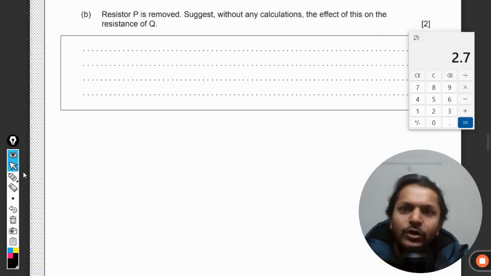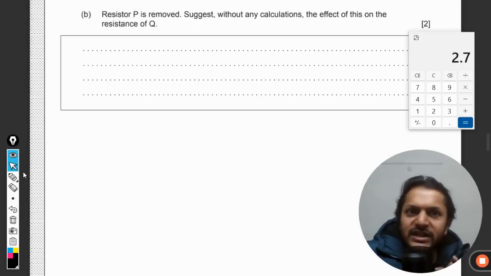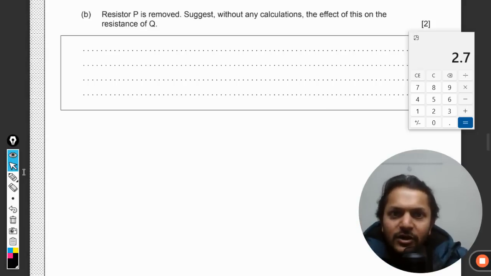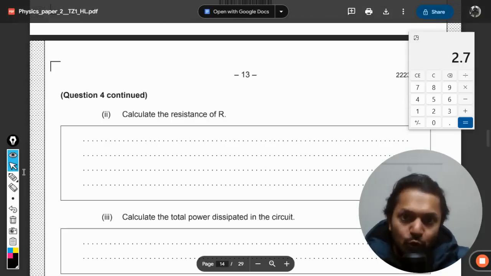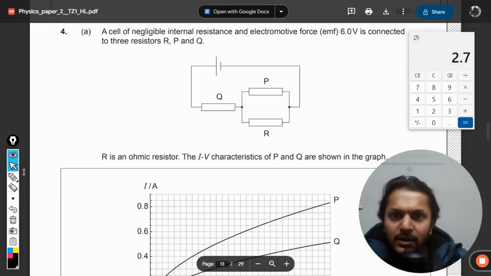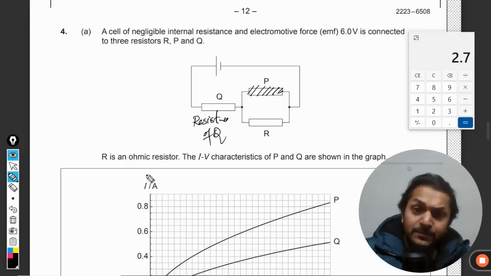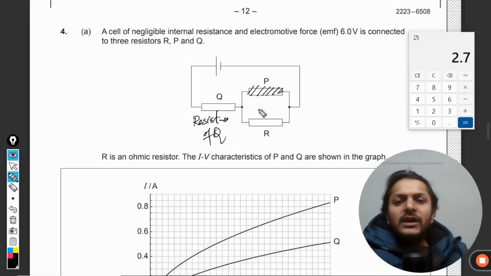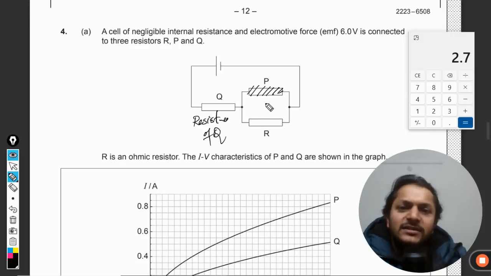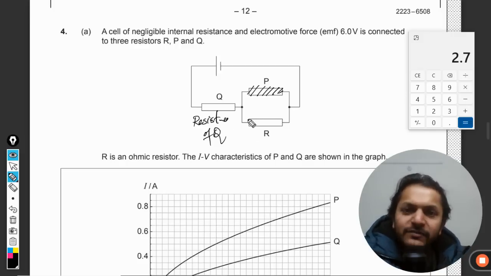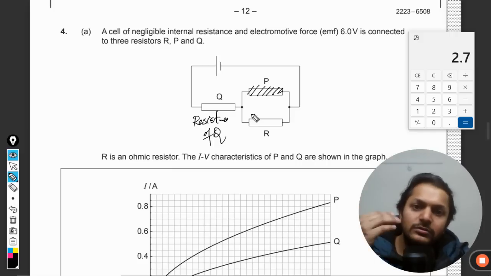Resistor P is now removed. Suggest without calculations the effect of this on the resistance of Q. Now P is removed. What is the effect of this on the resistance of Q? Okay, so P is removed, which clearly means that the R equivalent will increase. It will be having more total resistance.